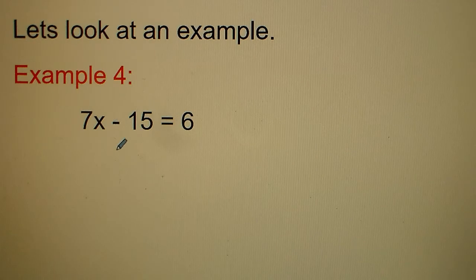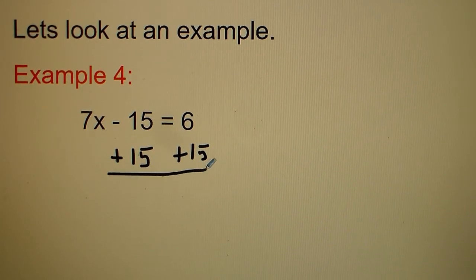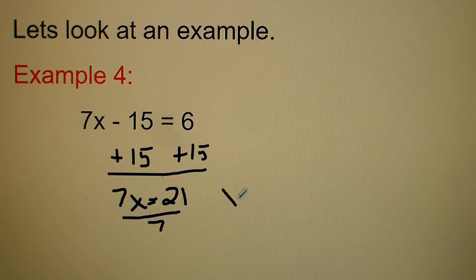Example 4. So once again, there's a negative, not a big deal. You can still handle it. Do the inverse operation. The opposite of minus 15 is plus 15. So you get 7x equals 21. Divide by 7, and you get x equals 3.